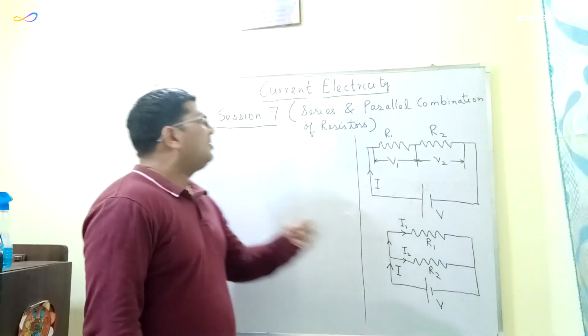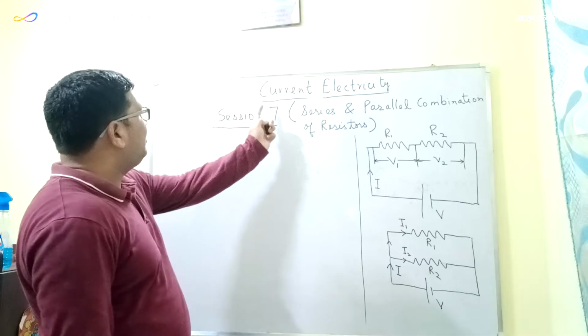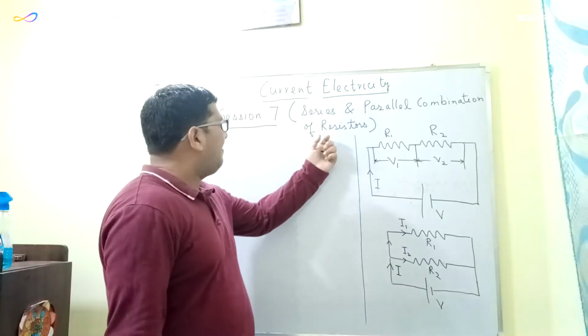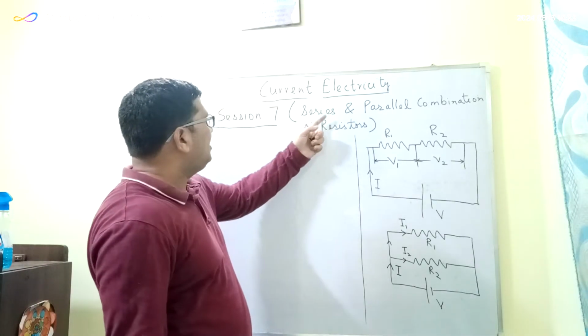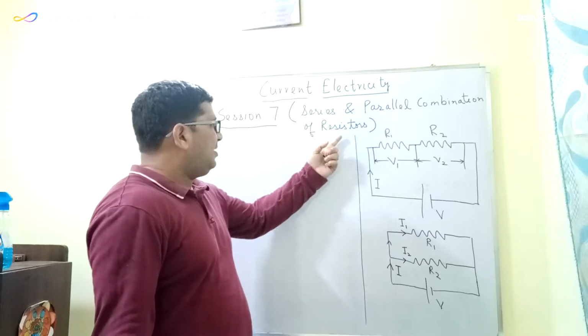Welcome back, students. This is session 7 from the playlist of current electricity, and the topic for this session is the series and parallel combination of resistors.